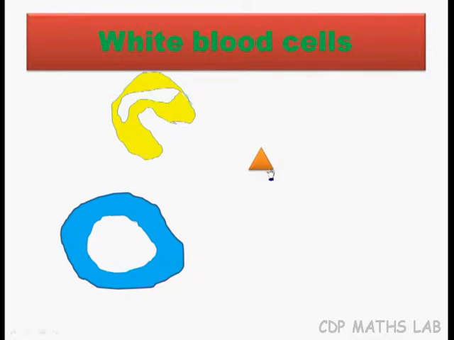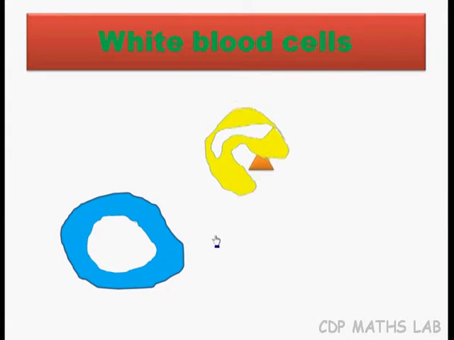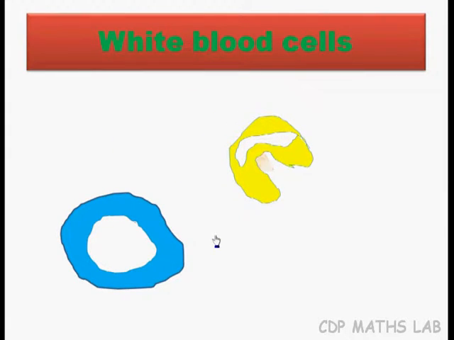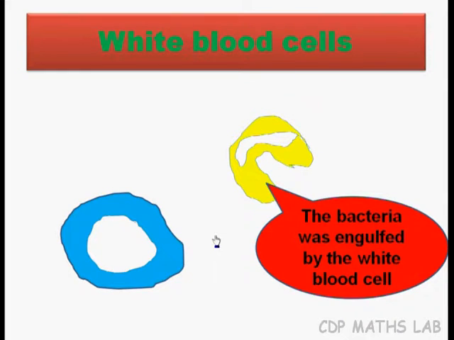This is a bacteria. So this triangle shaped object will represent our bacteria. And let's look at what happens. All right. The bacteria was engulfed by the white blood cell. Now, what I want you to notice is that white blood cells are carried by the blood.